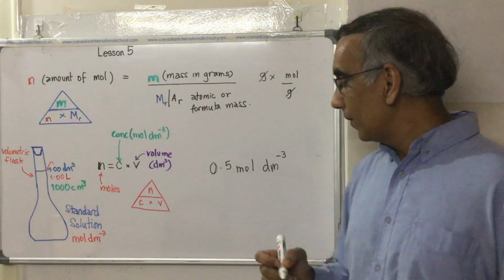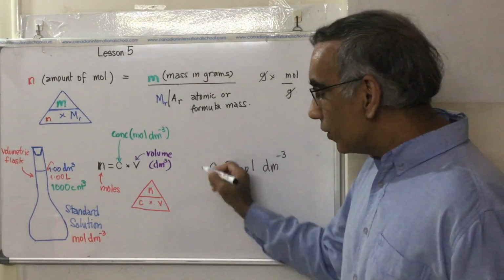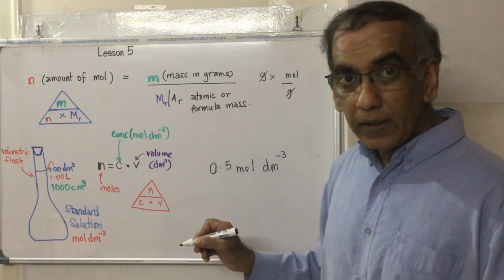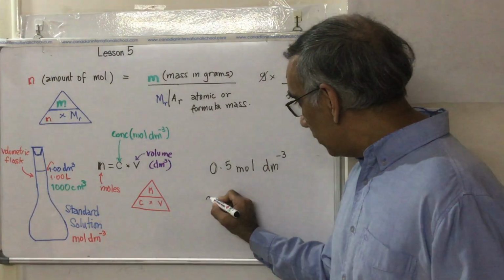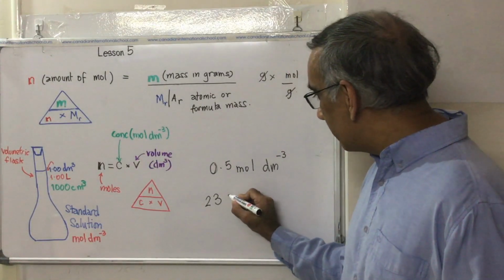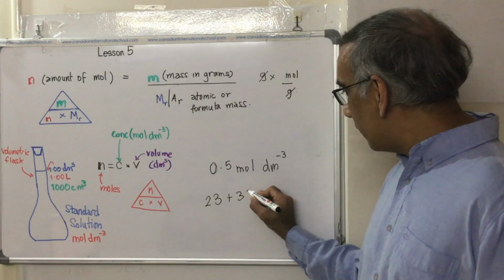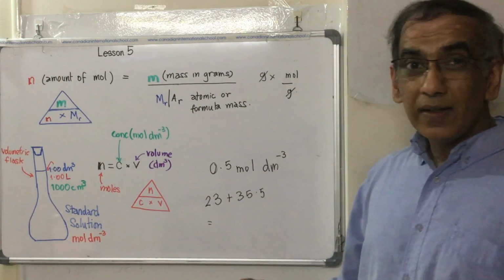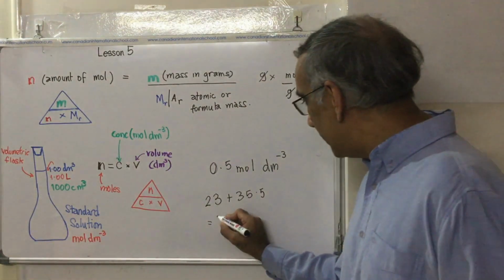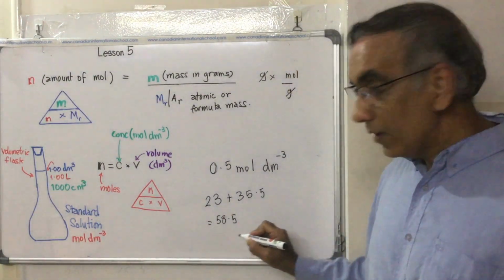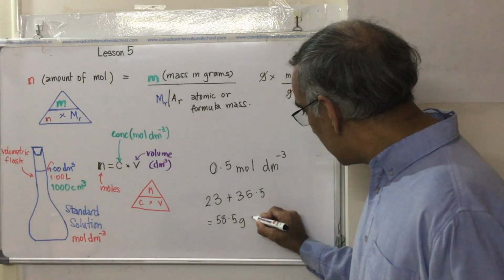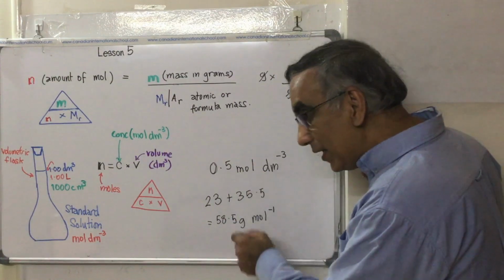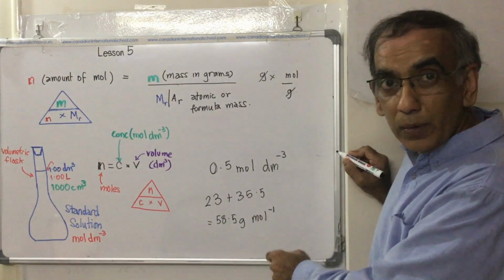What does that mean? Well, 0.5 moles, we know what that is. What is 0.5 moles of sodium chloride? You go to the periodic table, you get approximately 23 for sodium and 35.5 for chlorine. That comes to a relative formula mass of 58.5. What's the unit of that? Grams per mole, because that is the relative formula mass of sodium chloride.